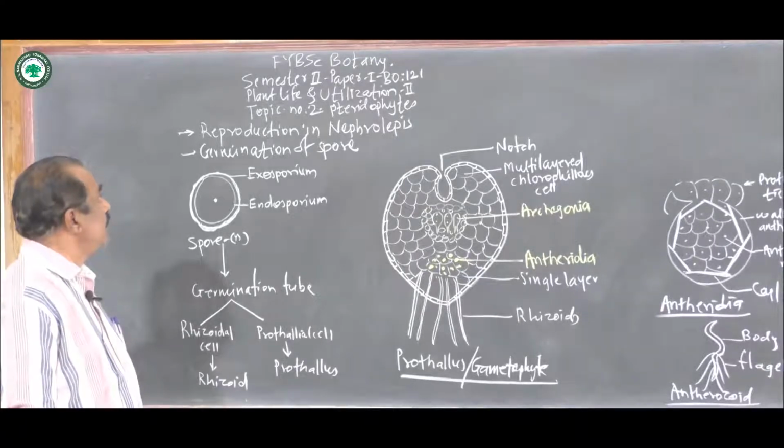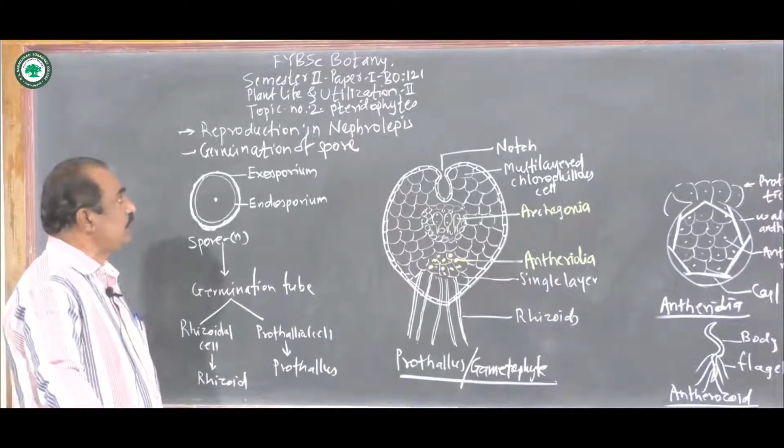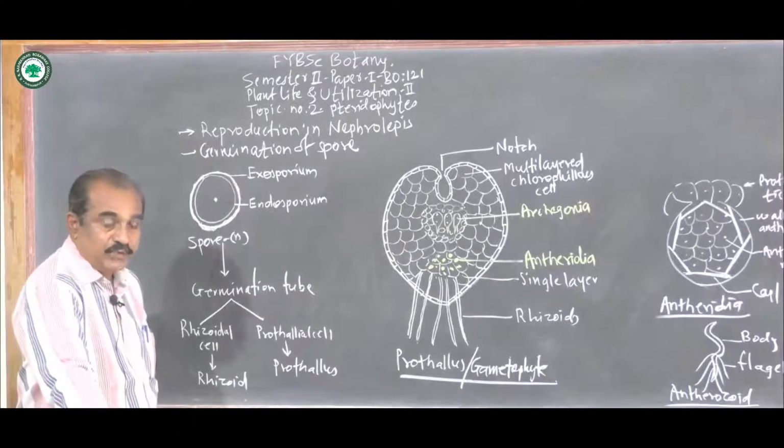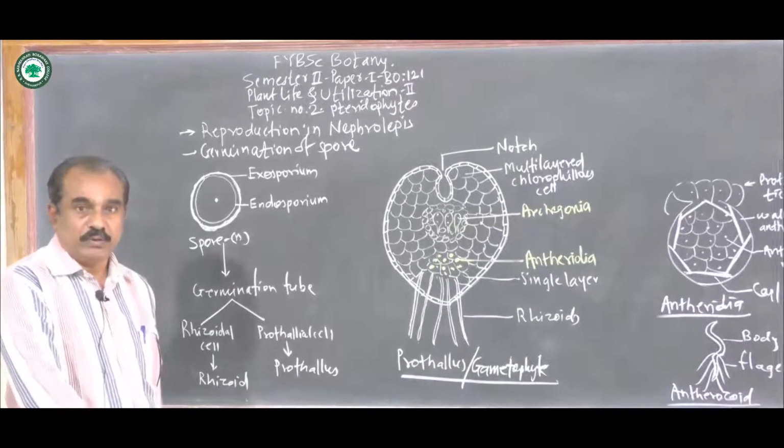And from this, Plant Life and Utilization 2nd. The name of topic number 2 is Pteridophytes. And from this topic, we are going to study the reproduction in Nephrolepis.